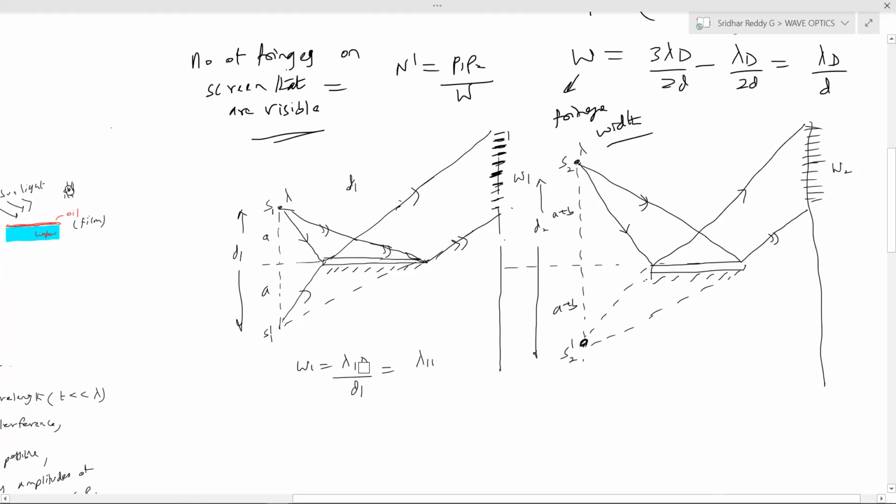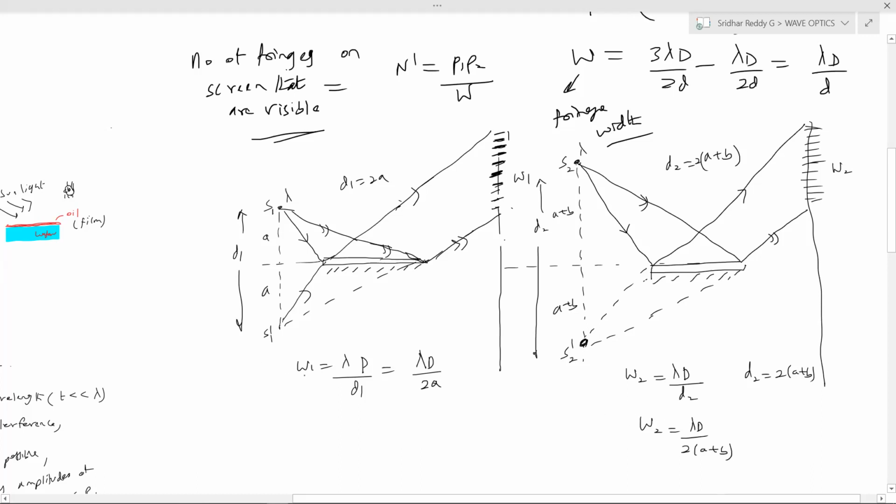Earlier, what was D1? Lambda D by 2a. So D1 is equal to 2a. In this case, what is D2? D2 should be equal to 2 times a plus b. So what is the fringe width I'm going to measure? Lambda capital D by D2. So what is D2 equal to? 2 times a plus b. So W2 equals lambda D by 2 times a plus b.